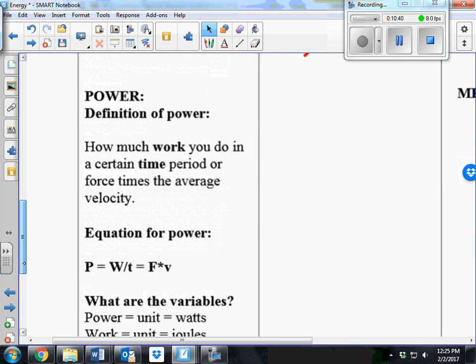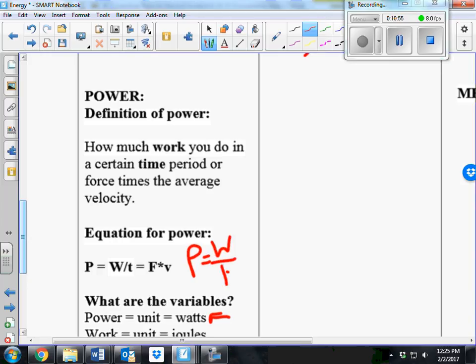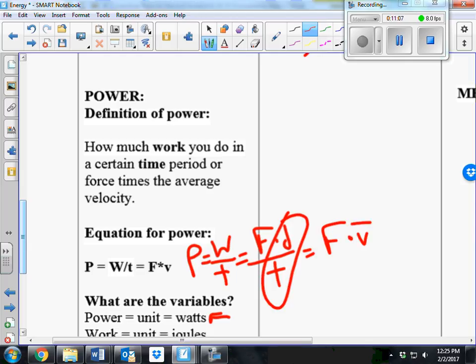Now, power is how much work you do in a certain time period, or force times the average velocity. So the equation for power is power equals work over time, and the unit is watts, or joules per second. And if you think about it, what does work equal? Work is force times distance, divided by time. And that looks really familiar, because distance over time is average velocity. So the unit for power is joules per second, or we simply call it a watt.